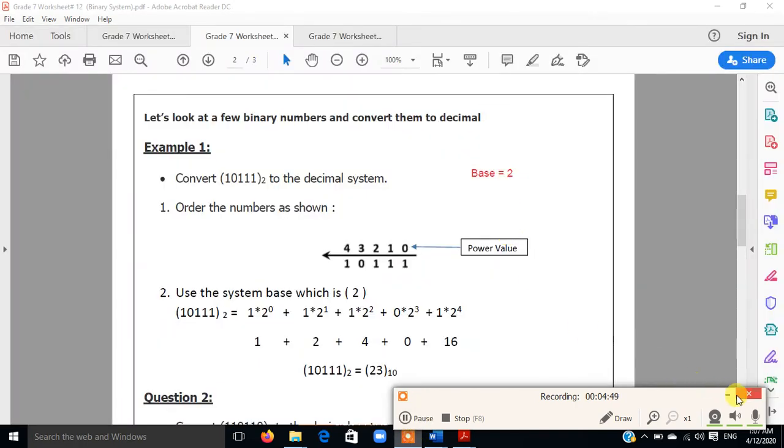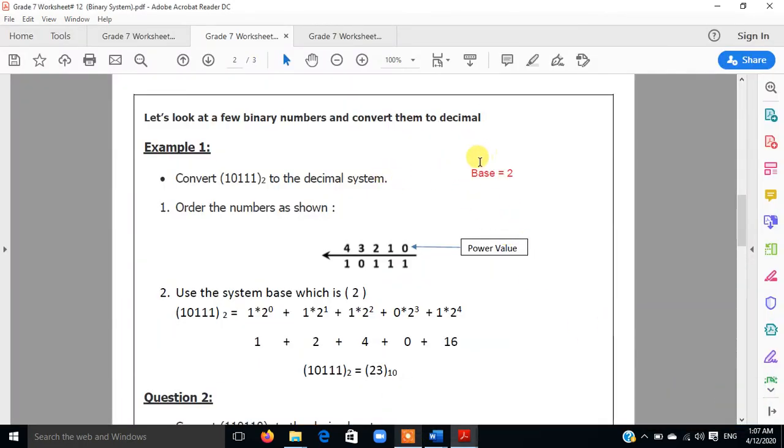The base for this system will be 2 because we are talking about the binary system. As we said earlier, binary system means نظام ثنائي in Arabic, so the base will be 2. So I'm going to multiply 1 by 2. The multiplication can be written the normal way, or you can use the star sign. It's up to you. Plus 1 multiplied by 2 power 1, plus 1 multiplied by 2 power 2, plus 0, and so on.